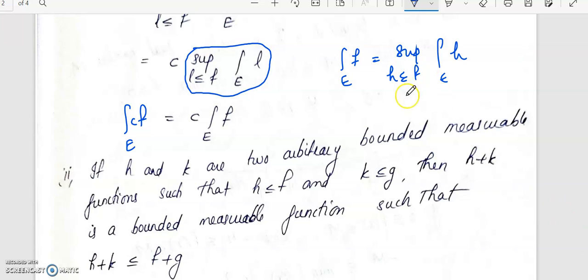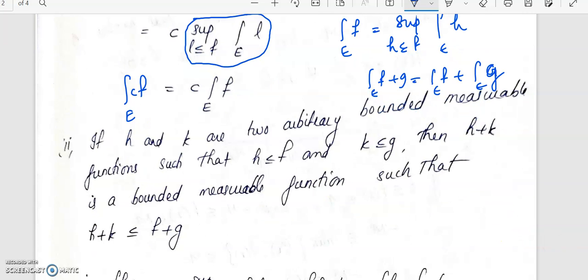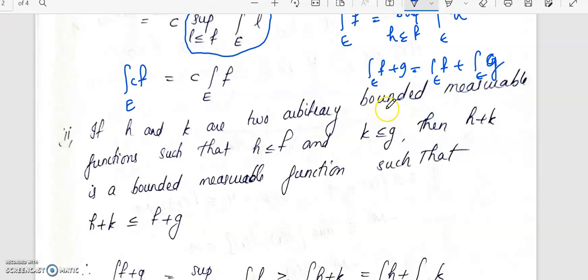Now the second result, you need to show that integral over E f plus g is equal to integral over E f plus integral over E g. We will show that this is greater than or equal to and less than or equal to, but when both simultaneously are satisfied, they must be equal. So that is what we are going to show. Again we'll use the results of integral of bounded measurable function in the proof. So f plus g is what we need to define.